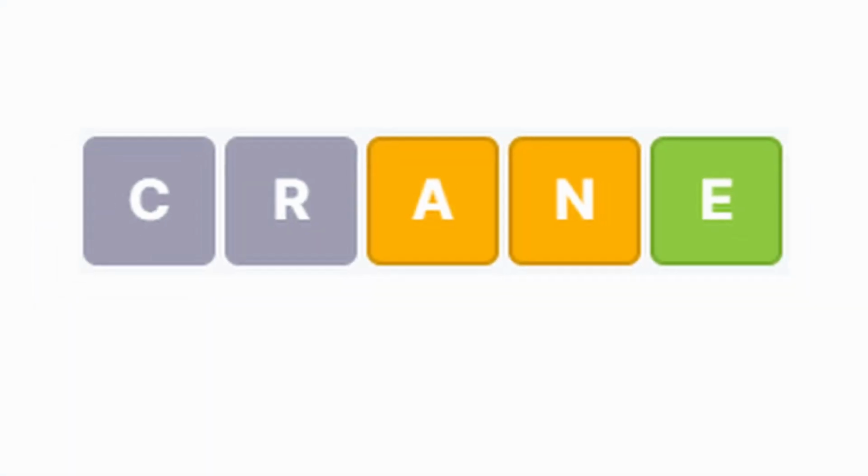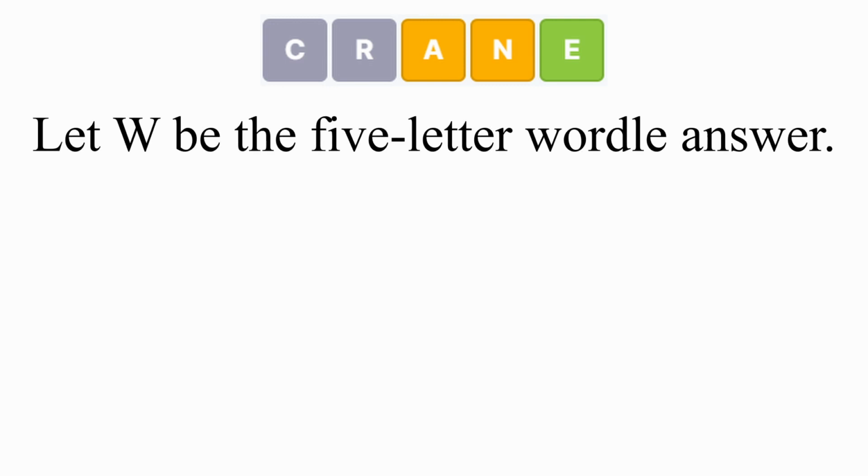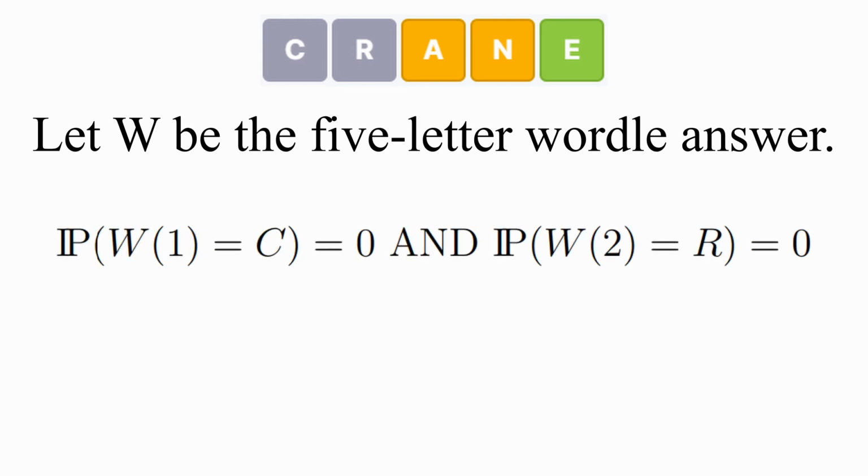So let's use the example with crane as the first guess with this result, and let W be the 5-letter Wordle answer. Now we can make some quick observations which were very useful when making the solver for me. Well, firstly, the probabilities of the first letter of W being C and the second letter of W being R are both 0, as they're grey. Then the probability of the 5th letter of W being E is 1, so the probability of it not being E is 0, as it's green.